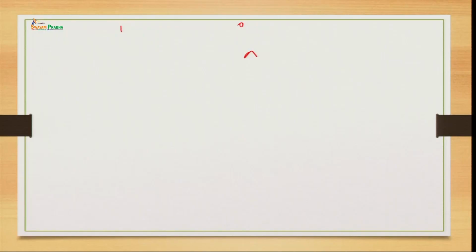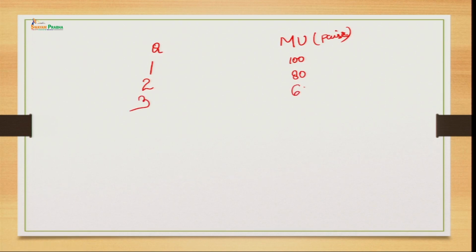Let us take the example of apple again. Here we have quantity of apples and here we have marginal utilities of apple, which we are talking about in paisa. When we have one quantity of apple, the marginal utility which we are getting is 100 paisa. With the consumption of the second unit of apple, we are getting a marginal utility of around 80 paisa. With the consumption of the third unit of apple, we are getting a marginal utility of around 60 paisa.